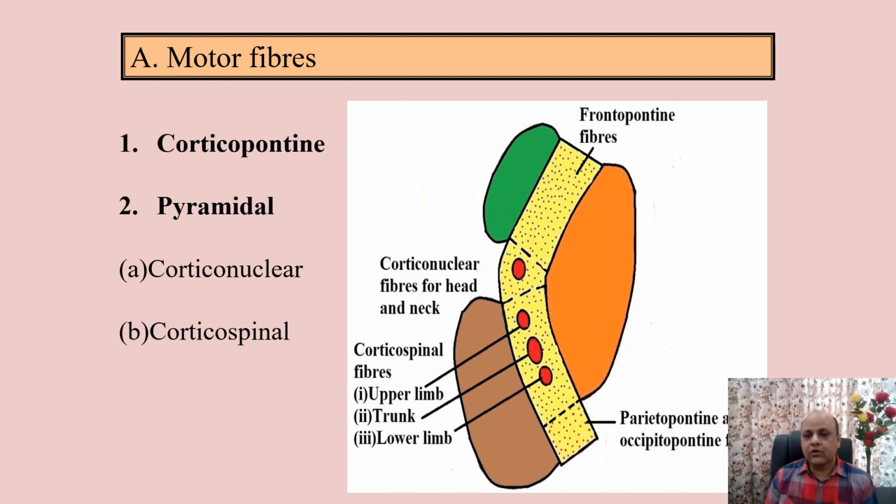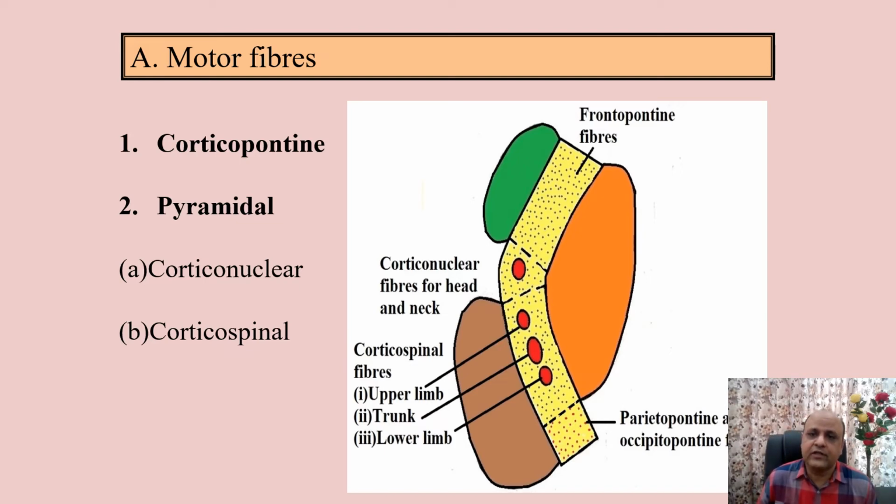So what are the constituent fibers of the internal capsule? Well, we divide them as motor fibers and sensory fibers. So let us see the motor fibers in the internal capsule. So they are the corticopontine fibers. Corticopontine fibers means they are passing from the cortex and going to the pons. The pons is the subcortical area here, while cortex is the cortical area.